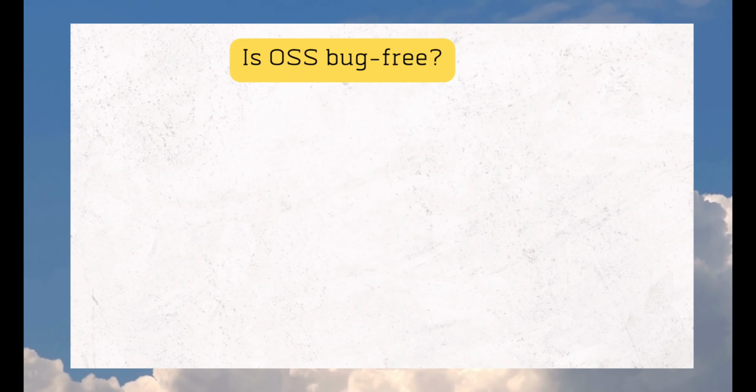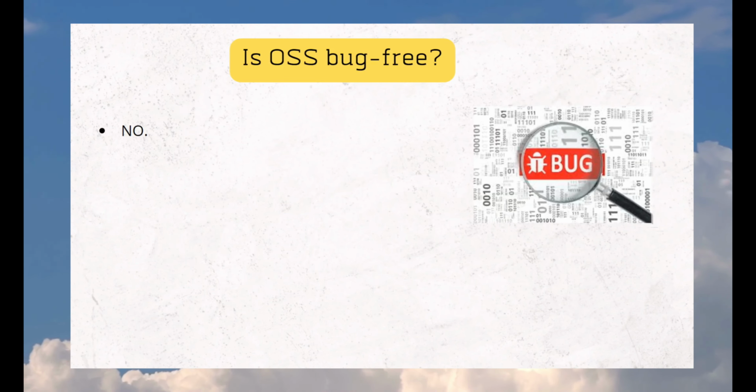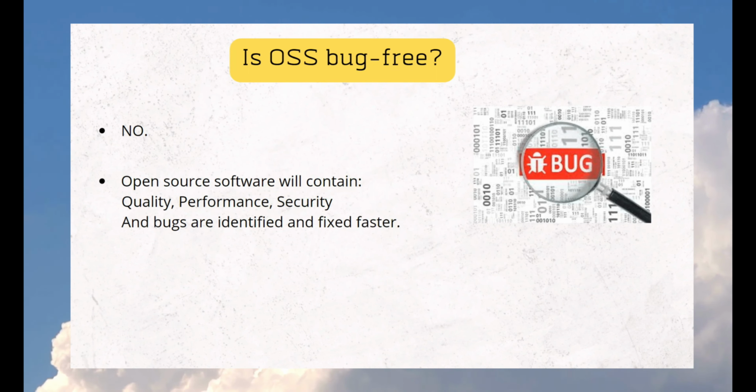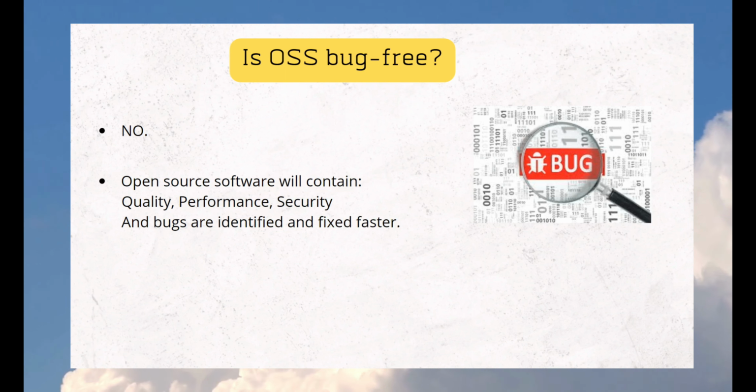Now the question is, is open source bug free? The short answer to this question is no. Open source code will contain code quality, performance, and security flaws. However, the broad base of code contribution can also mean that bugs are identified and fixed faster.